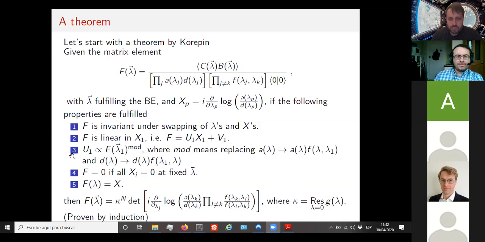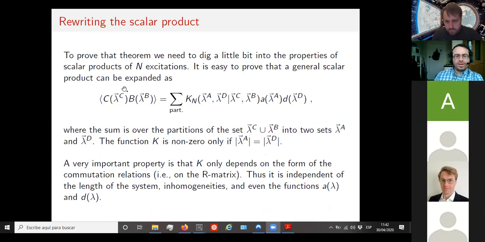Okay. The thing is, for properties 2 and 3, which at the end are a recurrence relation for DF, it's telling you how DF behaves from, for example, n Bethe roots to an f that depends only on n minus 1, because you are erasing here the lambda 1. To understand those, we need to go a little deep into the properties of scalar products. And one of the more useful is to rewrite your scalar product in this way, as a sum over partitions of your rapidities. The sum over partitions basically is accounting for rapidity C that can end in this A or in D, and the same for this rapidity B that can end on this A or on this D.